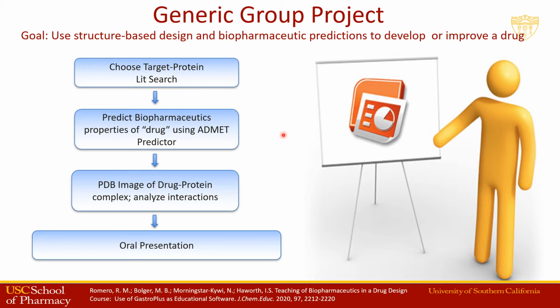Hydrogen bond donors and acceptors, rotatable bonds, surface area, all basic parameters that are used in drug discovery to predict oral bioavailability. We also asked them to make an image of the drug protein complex by searching in the Protein Data Bank to find a PDB structure and to analyze the interactions of their protein with the target drug. And then finally, we usually have them do some kind of oral presentation so that we can see how they've managed to gather all this information, and we want to make sure that the students are on track and they understand what they need to do for the project.